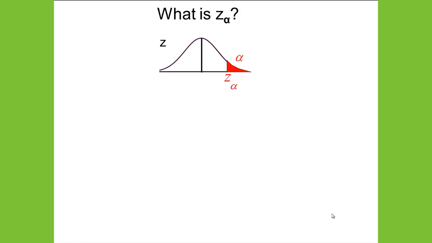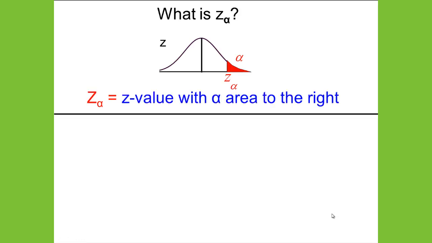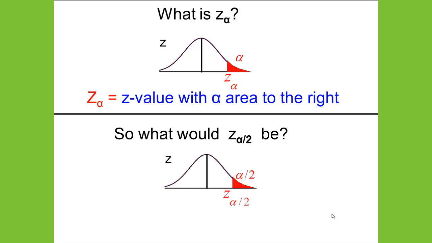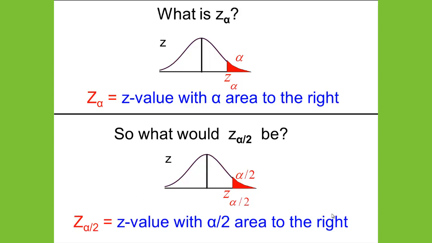What is Z sub alpha? Z sub alpha is the z value with the area to the right. So what should Z sub alpha divided by 2 be? Well, it's where alpha divided by 2 is the area to the right. Z sub alpha over 2 is the z value with alpha divided by 2 to the right. And again, it's not something that's multiplied. It's one value. It's the z-score associated with that area in the tail to the right.